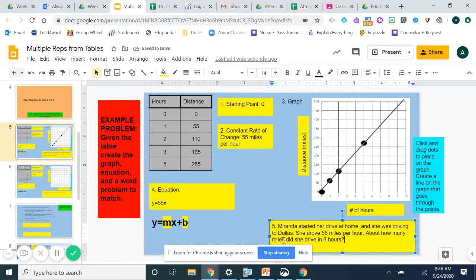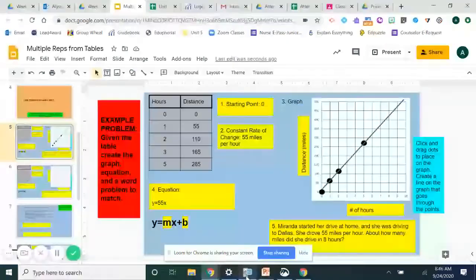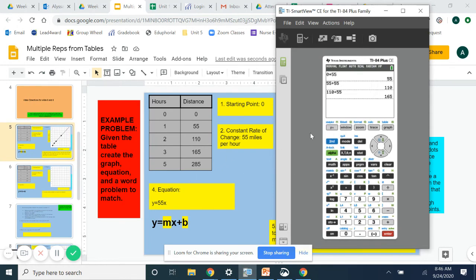So I'm asking this question, and this question is something that I could easily answer either by using my equation, or I could keep adding on to my table, or I could go to my graph and say, okay, here's 8 hours. She drove about 425 miles. So I should be able to answer the question from any of these pieces that I created. Okay. One way that you could also double check that you're on the right track is to plug your equation into your calculator. To plug an equation in, you always go to y equals, clear that one, and I'm going to type in 55x.